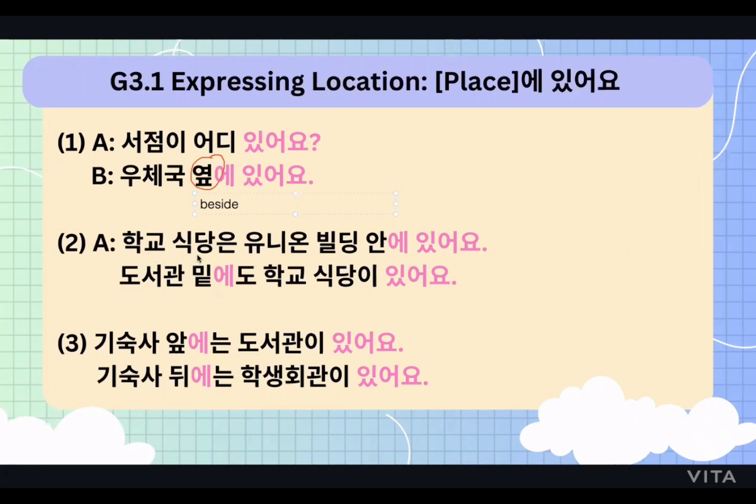자, then look at this. 학교 식당은 유니온 빌딩 안에 있어요. 자, 학교 식당. 자, what does that mean? 학교 식당. 그렇죠. School cafeteria죠. So, the school cafeteria. 자, 어디에 있나요? 유니온 빌딩 안에 있어요. 자, 여러분, look at this part. 안이라는 표현 볼까요? What does that mean? 안. 자, 안이라는 표현은요, 바로 inside라는 표현이에요. So, we're gonna learn today more focusing on the relative position, okay? So 안이라는 말은 inside입니다. So the school cafeteria is inside the union building, 그렇죠?